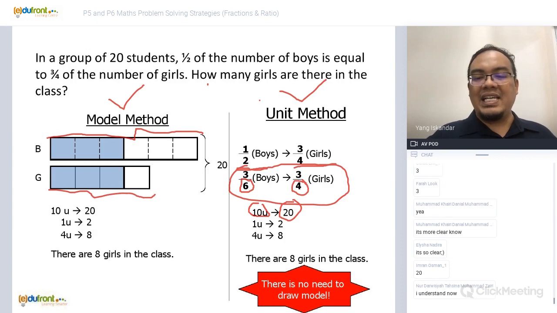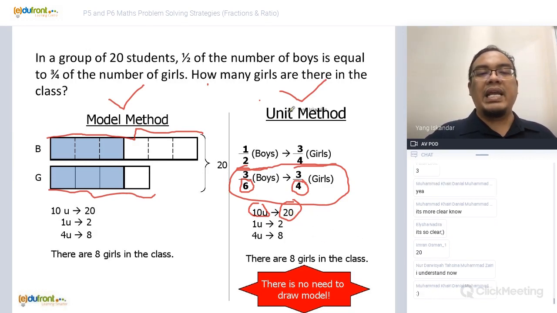Okay? Understand, Aisha? Okay, so 10 units is 20, 1 unit is 2, and then they ask you how many girls are there? Girls here, this is the total, right? Remember, this is the total, 4 units is 8. Okay, so you get the answer. There are 8 girls in the class. Okay, that's enough. Very good.